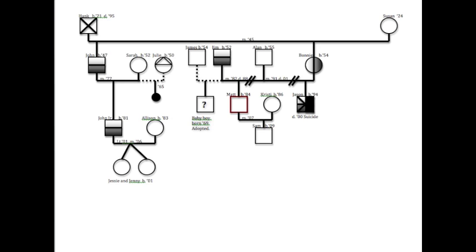Now the shading and the other lines here indicate mental health, physical health, or drug and alcohol problems. The bars midsection with the lower half of the circle or square shaded indicates a drug or alcohol problem. The vertical line, as seen in Bonnie's circle, with the right side shaded, indicates a mental health or a physical health issue.